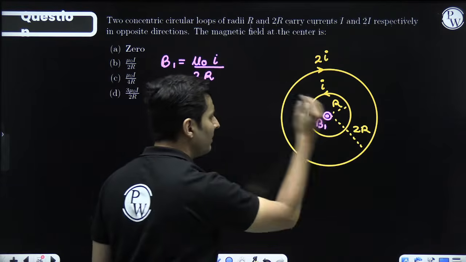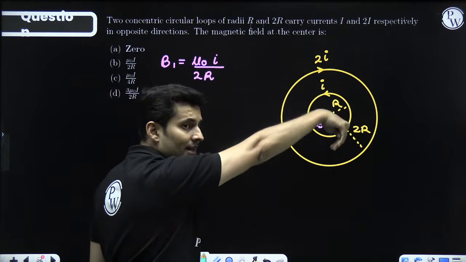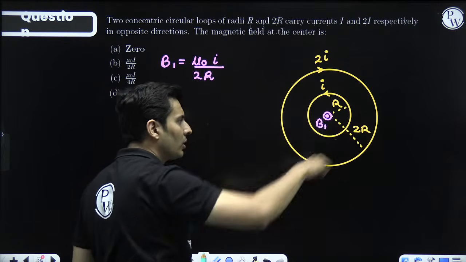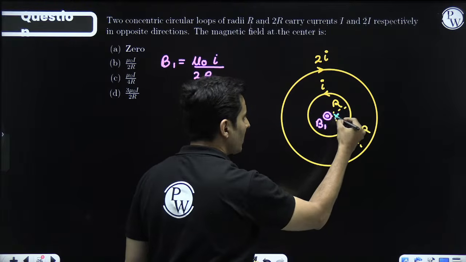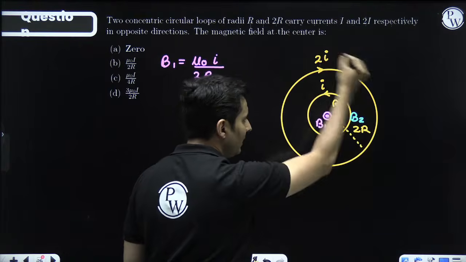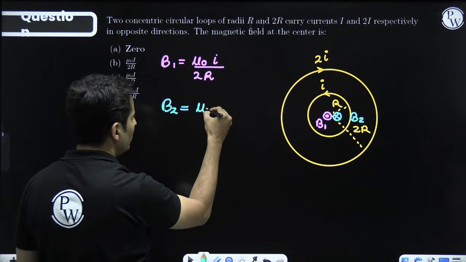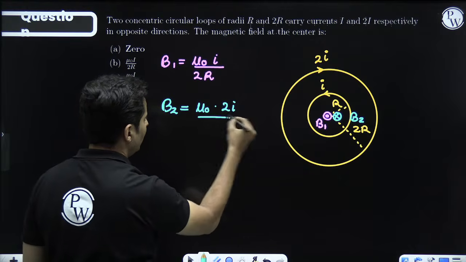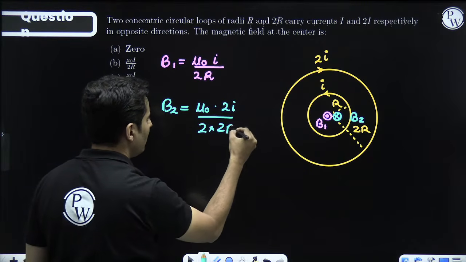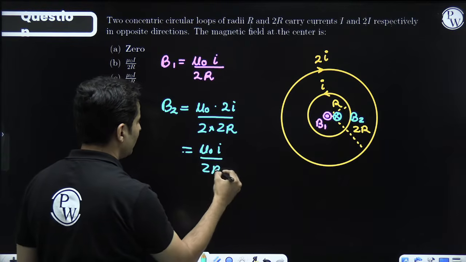Now let's look at the bigger loop. The current is going the opposite way. Curl your fingers in the direction of the current. Thumb automatically is going inside. So the second magnetic field due to the bigger loop carrying current is inside. How much will this B2 be? It will be mu naught, current is 2I, divided by 2 multiplied by 2R. 2 cancels. Mu naught I by 2R remains.